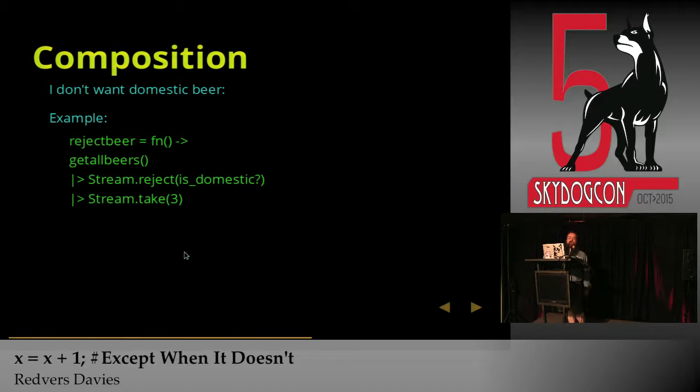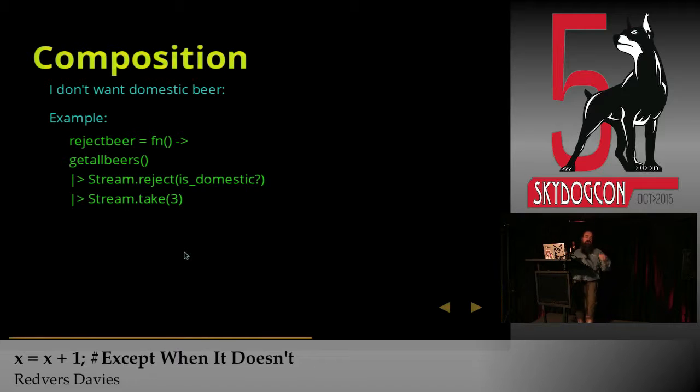Composition. Composition is the idea that you can take functions and you can almost rearrange them like you rearrange algebra in math. In fact, that's effectively what lambda calculus is. So in my example here, I've created a function called reject beer, and all it does is it says run the command get all beers, which just streams out a list of all the beers that I have, and then for every beer it receives, it runs the function isDomestic, which says, is it domestic or not?